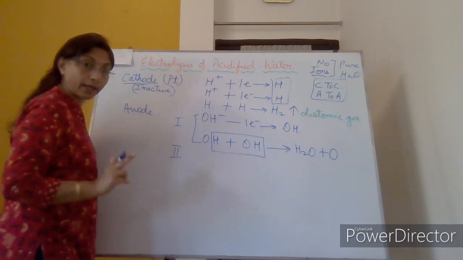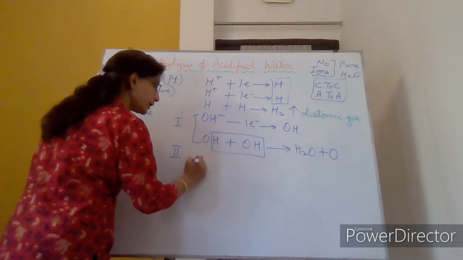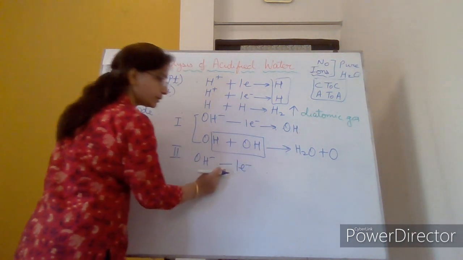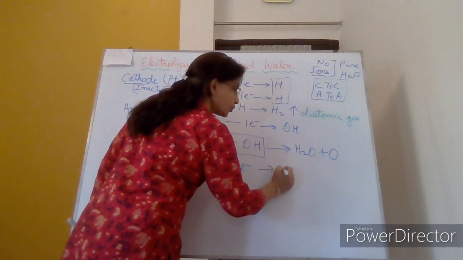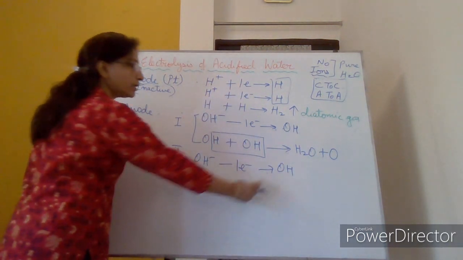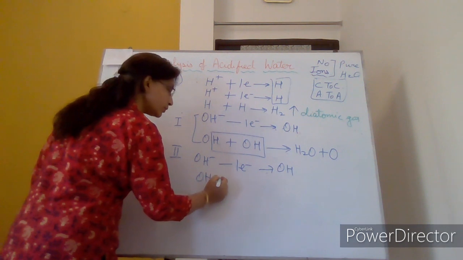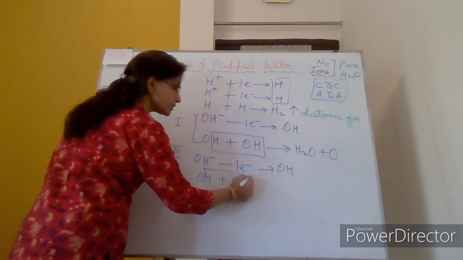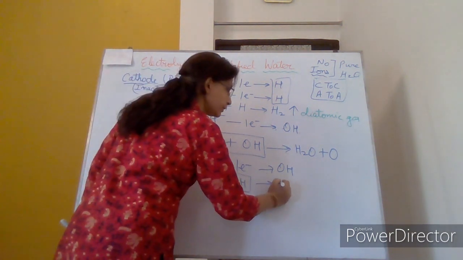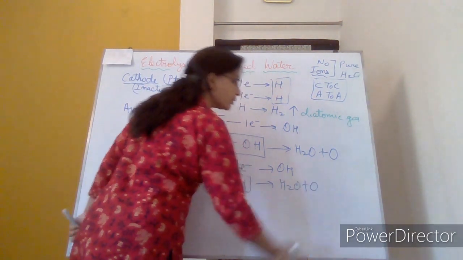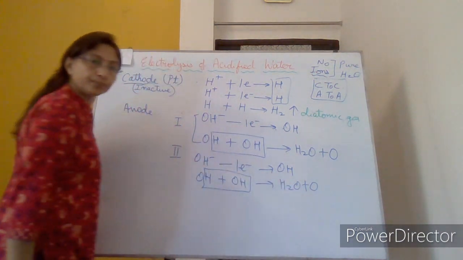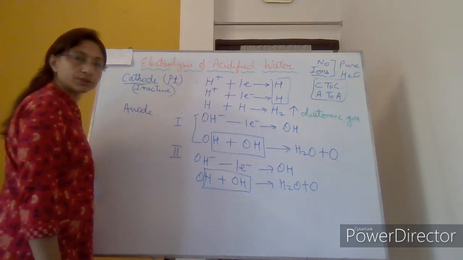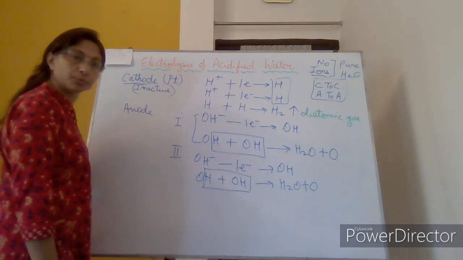Simultaneous reactions are occurring. I am making my point here. Here again another OH negative ion migrates, discharges, and produces OH. This OH combines with another OH, correct? It produces another oxygen atom, right? So that means we are getting nascent oxygen atoms. That means oxygen atoms are being produced.